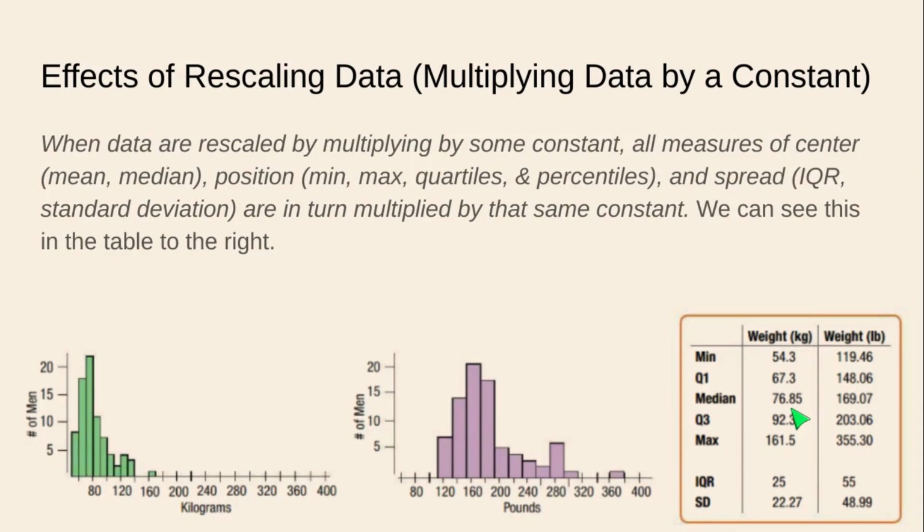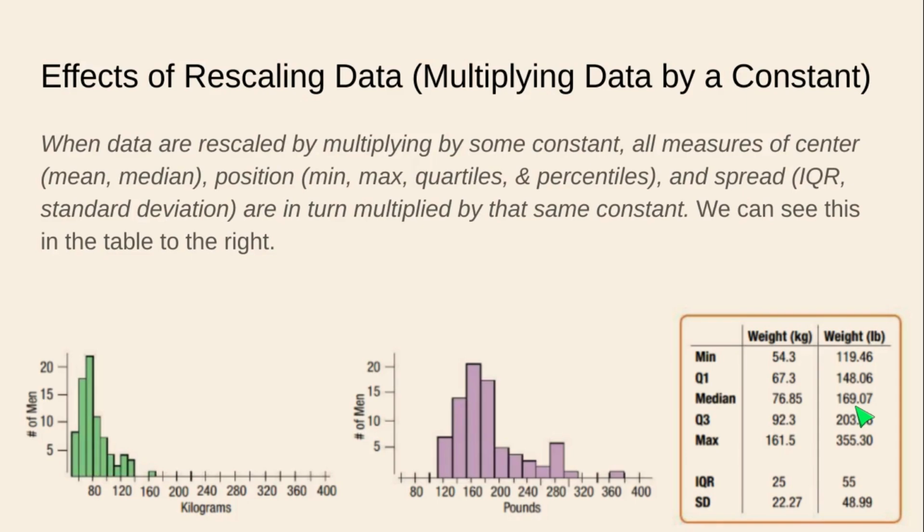So we have 76.85 kilograms, and we multiply by 2.2. That converts to 169.07 pounds. All right, this is an approximation of that scale factor of 2.2, so it's not a perfect multiply by 2.2, but there you go. It's approximately 2.2.